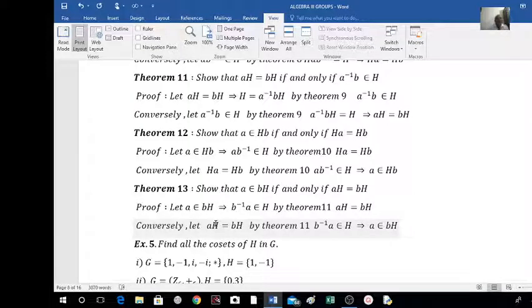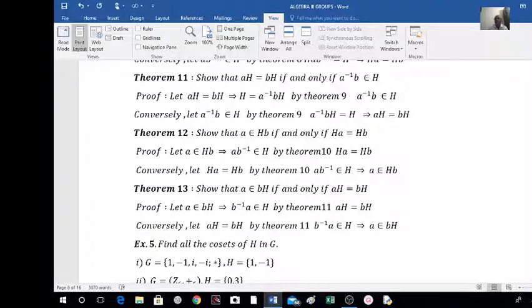Conversely, let AH equal BH. Again we use the same theorem 11. Then by theorem 11, A inverse B belongs to H, and you can write it as B inverse A. Suppose I write BH equal to AH, then by theorem 11, B inverse A belongs to H. Now operating by B on both sides to the left, this becomes the identity. That is, we can write A belongs to BH. So this is the proof.